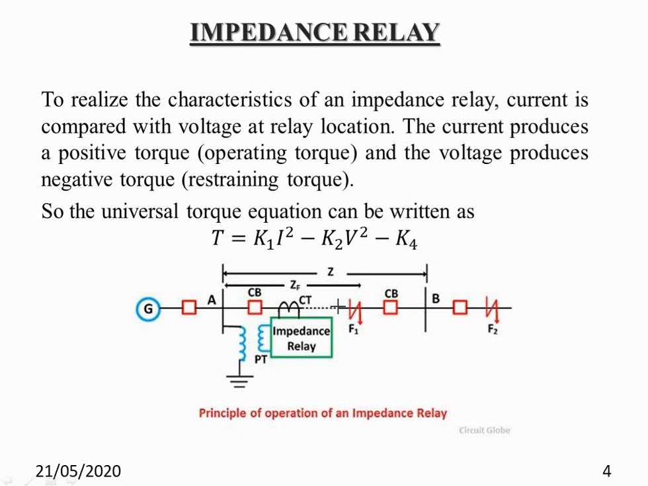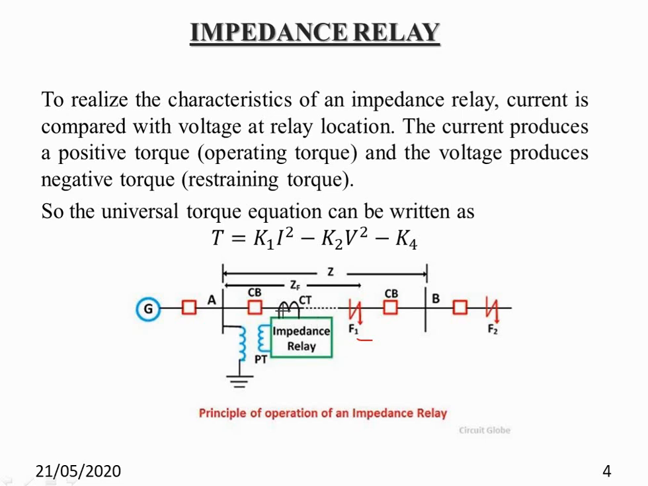Now see, suppose a fault has occurred at the F1 location, between A and B. It's a transmission line, and we know the transmission line has a rating, that means the impedance per phase per kilometer. This way we can write down the transmission line parameters.